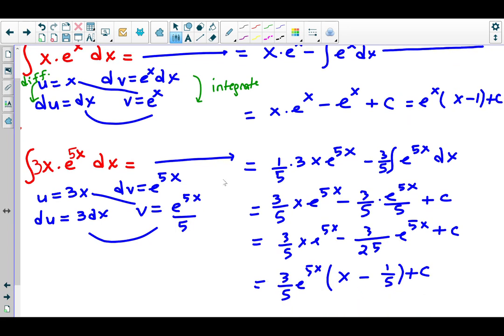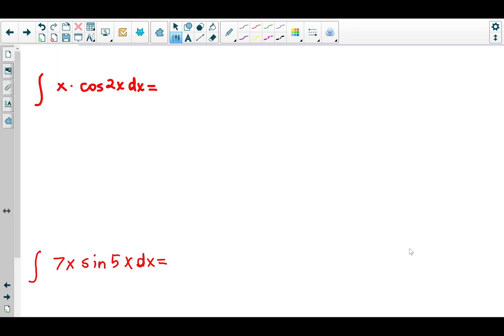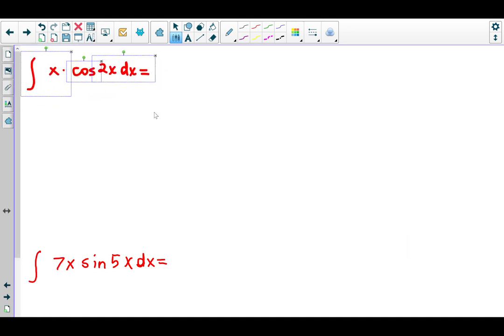Okay, so let's take a look at one more example on integration by parts. And this time our example is to find the integral of x times cosine of 2x.